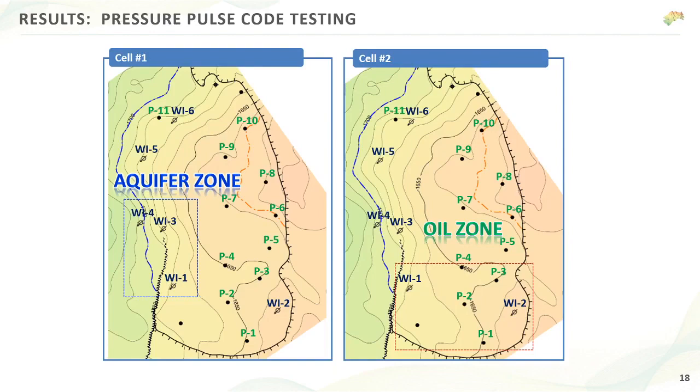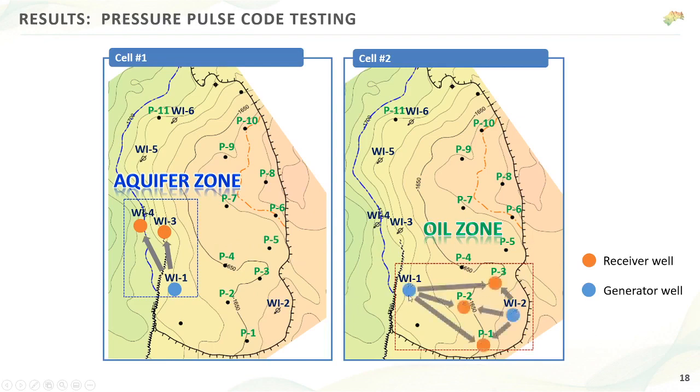So we had two PCT cells here. Cell number 1 here in the aquifer zone only used injection wells. So we had this well number 1, the generator, and these wells, number 3 and 4, were used as receiving wells. And here on the right, you can see the scheme of cell number 2. So we used an additional generator here, injector number 2, and these 3 producers were used as receiving wells here.